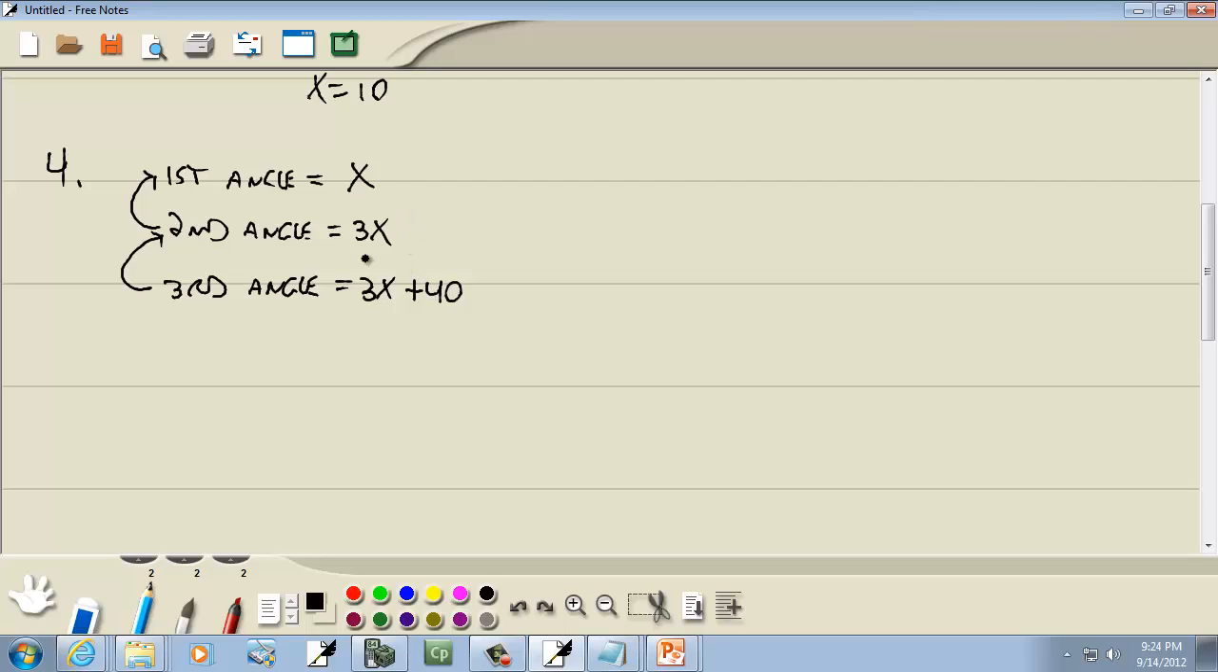Now, what they don't give you in the problem is that all the angles add up to 180 degrees. So we can add the 3 of those together. It's that equal to 180. So we got x plus 3x plus 3x plus 40 is equal to 180. Well, 3x plus 3x is 6x plus x is 7x plus 40 equals 180.